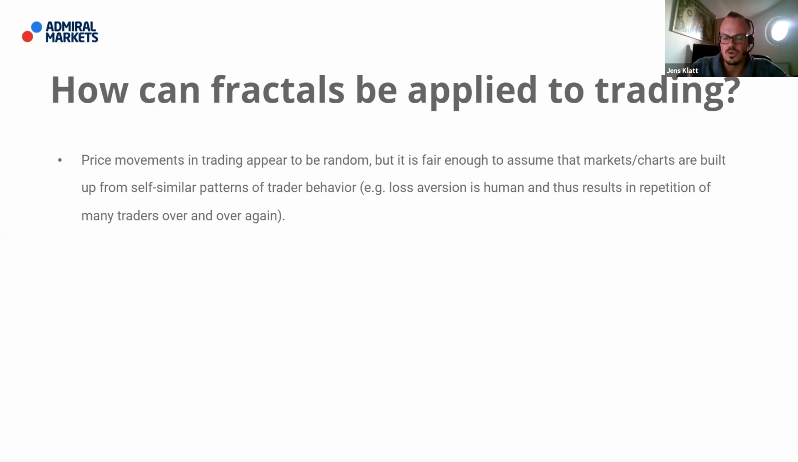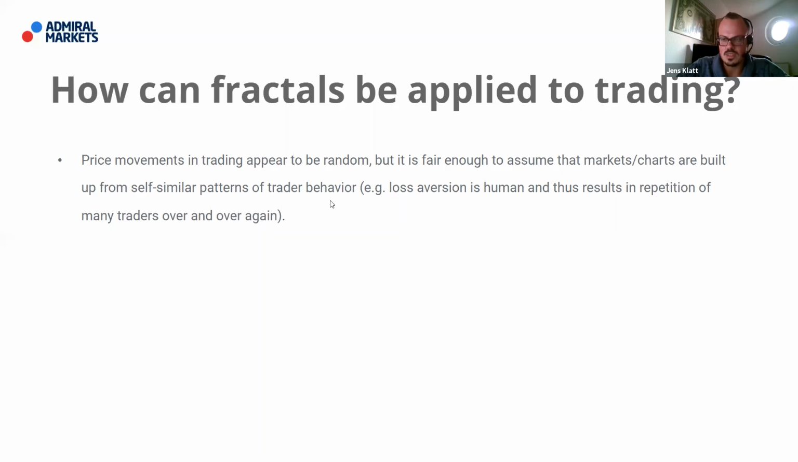So if it's going up or down, at the end of the day, we can't be certain whether it will go up or down. The market will go up or down. But it's fair enough to assume that market charts are built up from self-similar patterns of traders' behavior. This is very interesting, right?